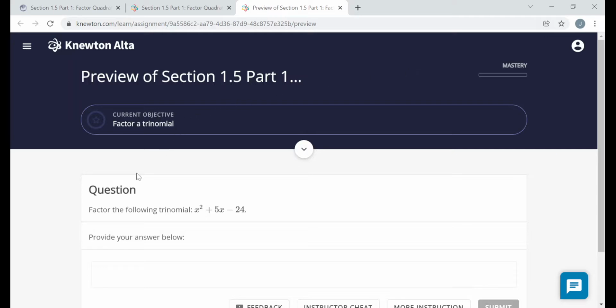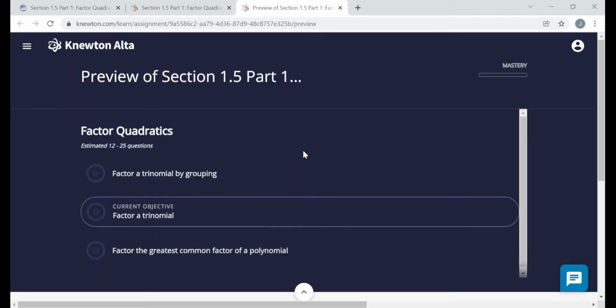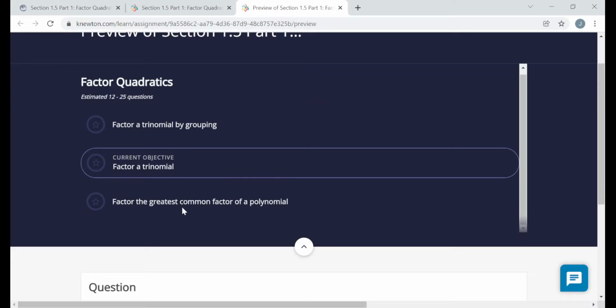Then beneath that you see a question, and above this, it tells you what objective that question is about. So the current objective is factor a trinomial. And there's this little down arrow button beneath that where you can click and see all the objectives for this assignment. And it looks like there are 3 objectives: factor a trinomial by grouping, factor a trinomial, and factor the greatest common factor of a polynomial.